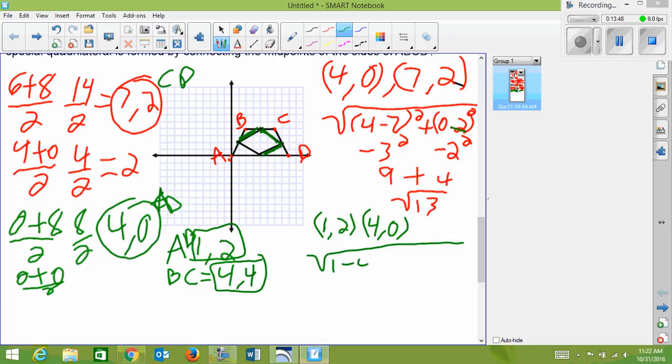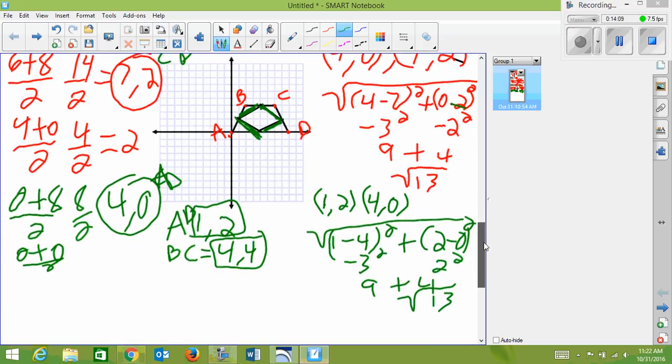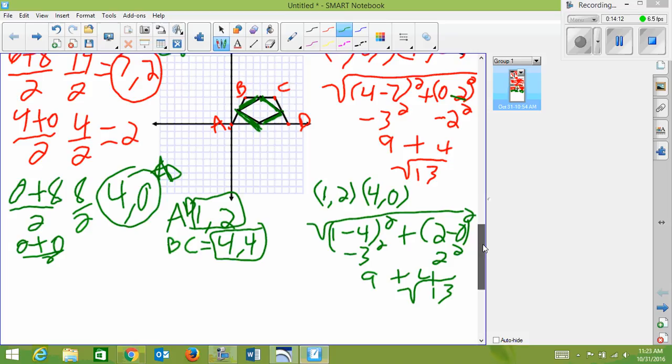So 1 minus 4, ooh, looks like a common theme again. 2 minus 0 squared. 1 minus 4 is negative 3 squared. Negative 3 squared is 9. 2 minus 0 is 2, and 2 squared is 4. I get square root 13 again. So I have just proven that all 4 of those sides are equal, and they are definitely not 90-degree angles. So 4 equal sides, 4 congruent sides would make it a rhombus.